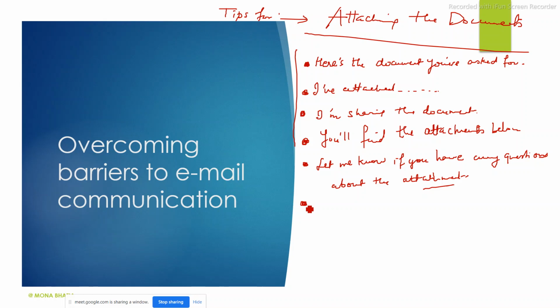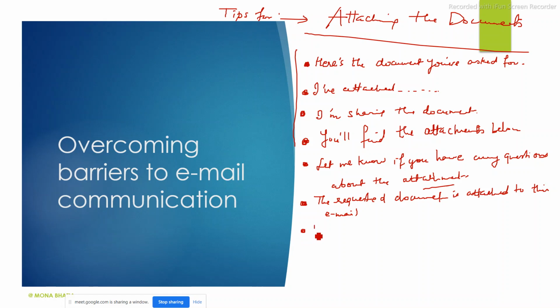Okay. Now फिर एक और तरीका है. "The requested document is attached to this email." Is attached to this email. और बहुत है, बहुत सारे तरीके.